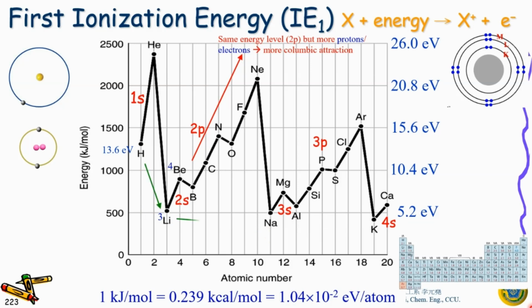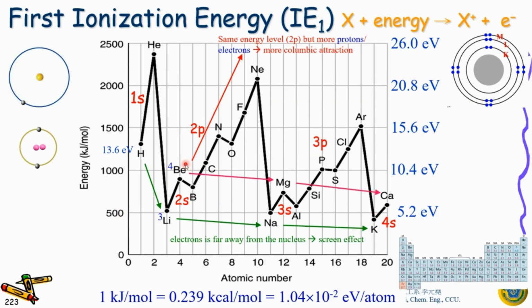Why is the first ionization energy of potassium smaller than sodium, smaller than lithium, and smaller than hydrogen? Because the electron is far away from the nucleus. The first electron in the 4s is very far from the nucleus. Also, because of the screening effect, you have 3s, 2s, and 1s electrons in potassium. So that's why this electron is easier to move out. The first electron is easier to move out from the atom.